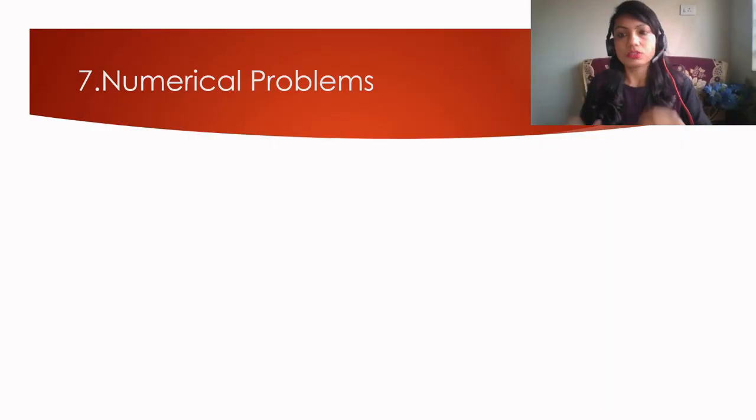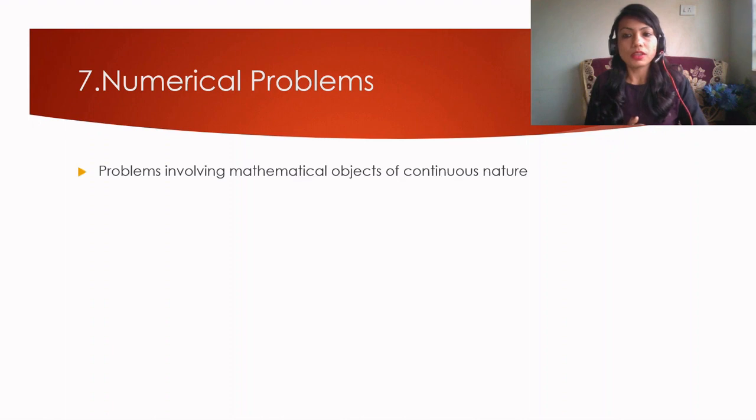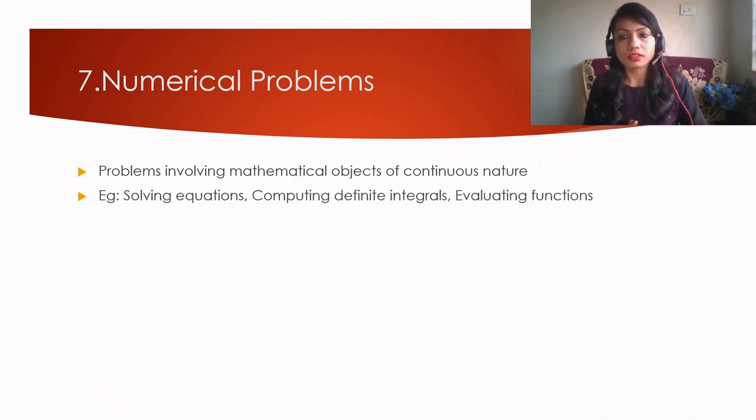Hope you are clear with the last problem, that is the geometric problem. So now let us see the last problem, the numerical problem. These are the problems which involve real numbers. They involve mathematical objects of a continuous nature. Examples are solving equations, computing definite integrals, and evaluating functions. These problems can only be solved approximately. Sometimes we cannot solve them exactly because it would become huge for a computer to solve.